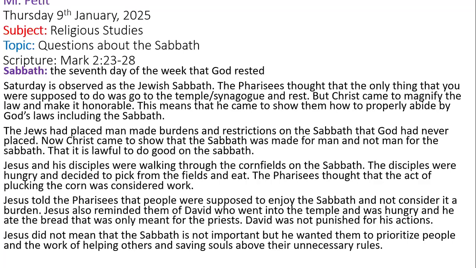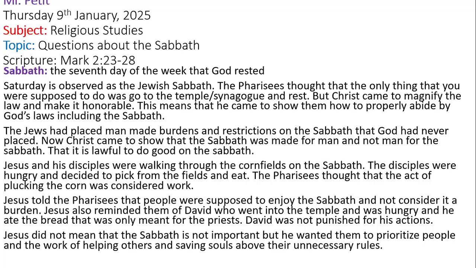Saturday is observed as the Jewish Sabbath. The Pharisees thought that the only thing that you were supposed to do was go to the temple/synagogue and rest. But Christ came to magnify the law and make it honorable. This means that he came to show them how to properly abide by God's law, including the Sabbath.